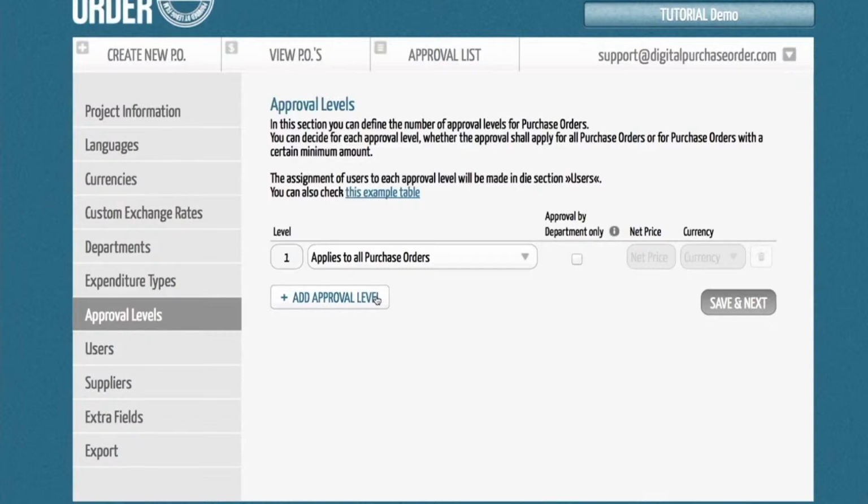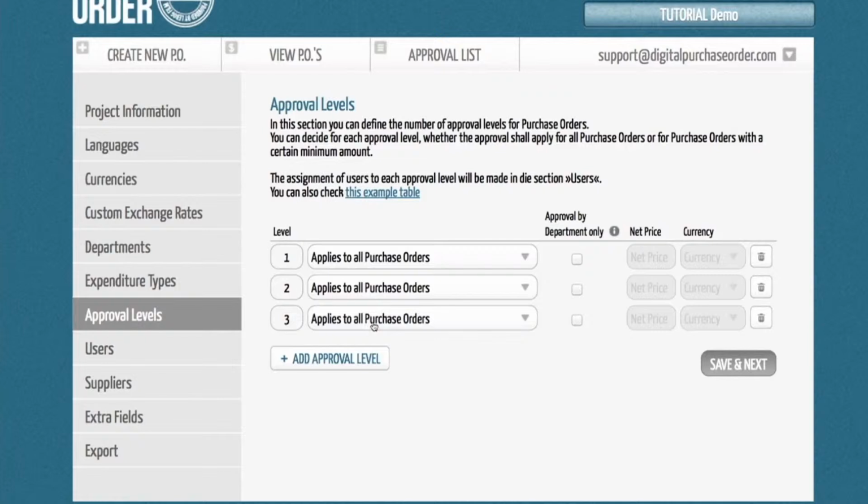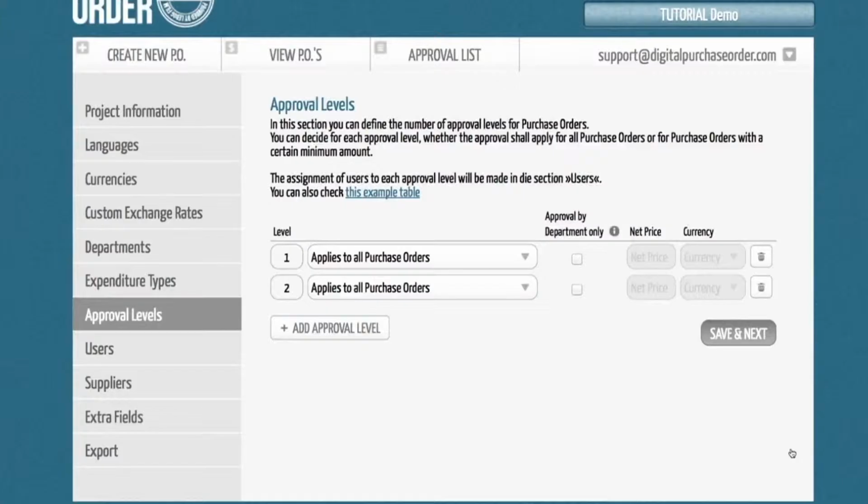You can add as many approval levels as you want. In this example, we will stick to 2 approval levels. As you can see, each line offers a filter, whether the approval applies to all purchase orders or to purchase orders with a certain net total minimum.